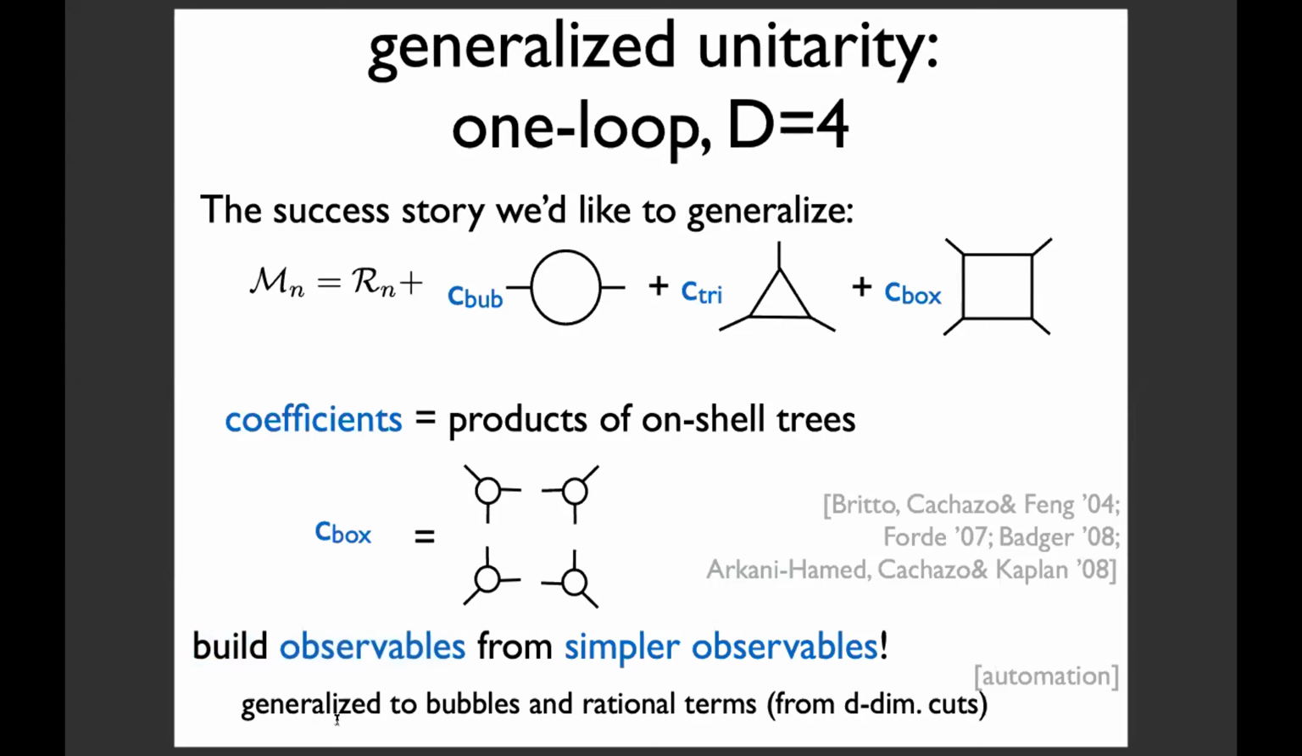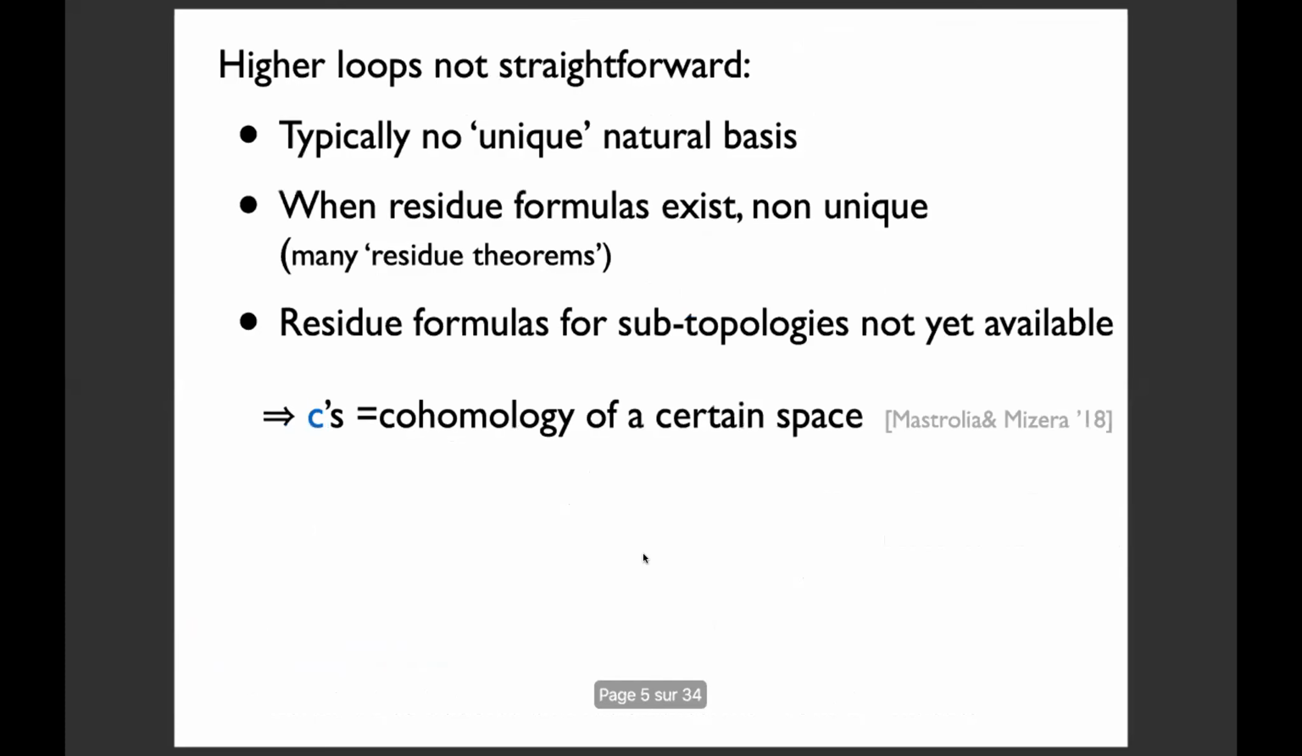And yeah, this story has been generalized. It built on previous work on generalized unitarity by Zvi, for example, and collaborators in the 90s. And yeah, there are formulas for bubbles and rational terms and so on. And that's a story we'd like to generalize to two loops.